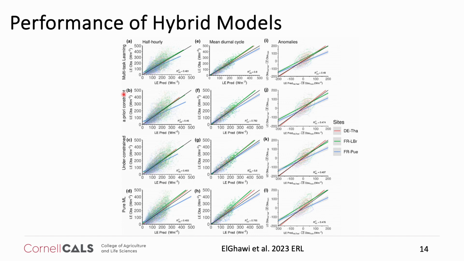So at the end of this study, Aghui et al. also evaluated the performance of the hybrid models for the half-hourly evapotranspiration, mean diurnal cycle, and the interannual anomalies. You can see those constrained cases and more theory-driven cases actually have a similar or sometimes even better performance than those unconstrained and pure machine learning models. This means the model captures the evapotranspiration dynamics across different temporal scales. The consistency demonstrates that the models capture the physically accurate dependency of the environmental drivers that control the latent heat variable.